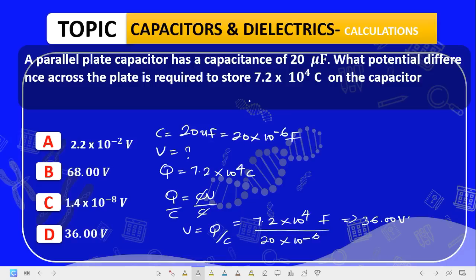Now, this will only give us any of the options there if this is minus 4 coulomb, because I know that 7.2 times 10 to the power of 4 is a very large charge, which is too large for questions like this. So this is minus 4, and then when you simplify, it gives you 36 volts. Okay, so minus 4 is here in the question. So let's go to the next question.